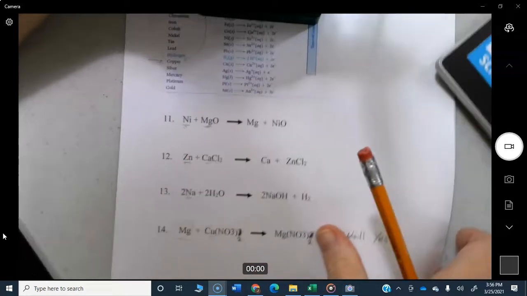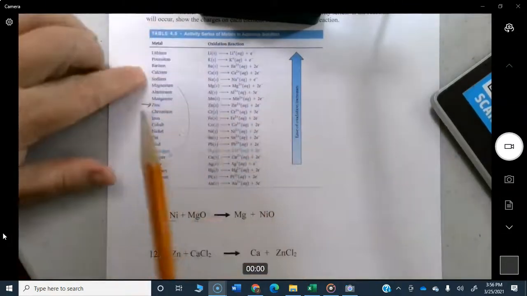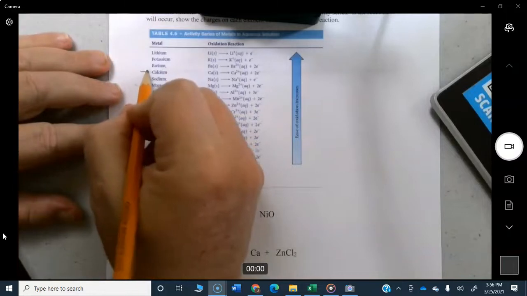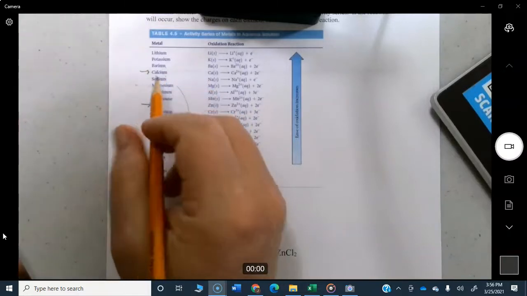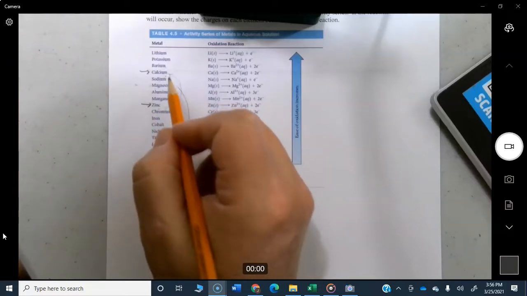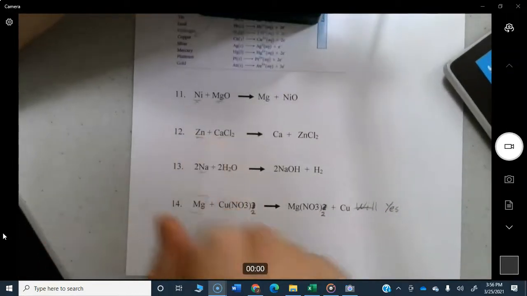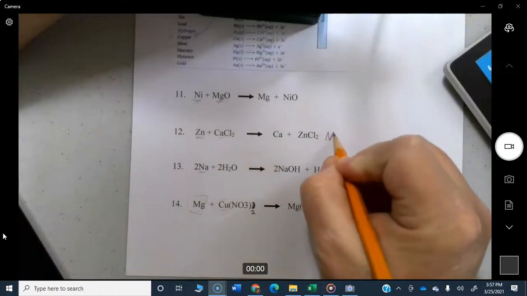Zinc and calcium. So this one was in the instruction video. Zinc is right here. Let me go ahead and erase these right now. Zinc is here, calcium is up here. So zinc is below calcium. So zinc is not going to pass its electrons up the activity series to calcium. Zinc is stronger than calcium. Therefore, zinc is not going to pass its electrons to calcium, so this reaction will not take place.